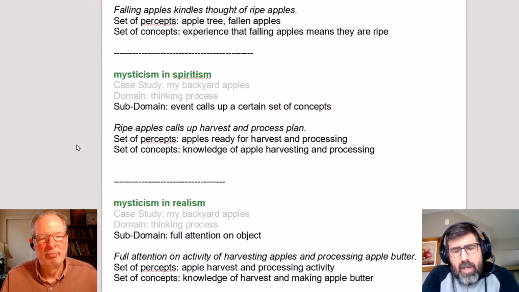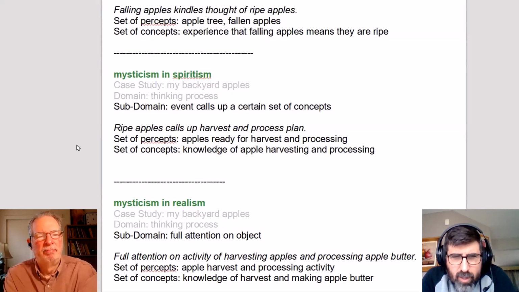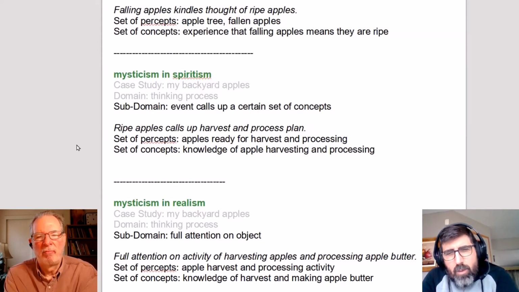So in my mind, if it's mysticism and spiritism, wouldn't it have to be some aspect of the apple that has some immaterial property, like health, like apples are healthy? That's what I used in my example, but I guess you're using the concept of knowledge of apple harvesting and processing. How does that relate to the spiritism, I guess?